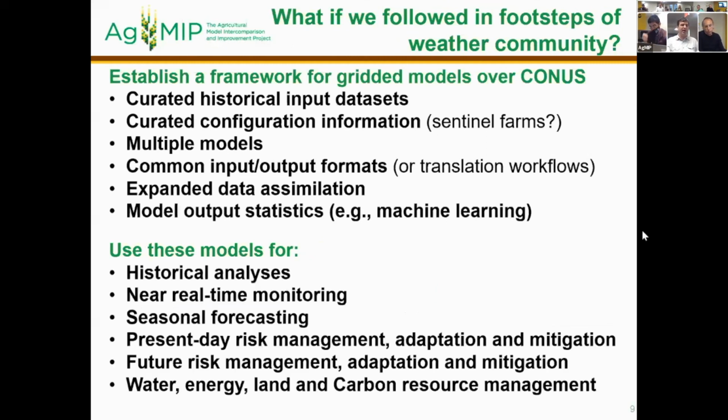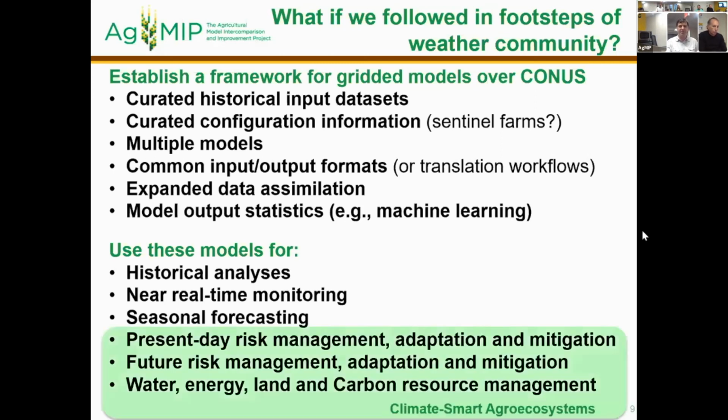Just to recap, these are all the things that we think a similar set of models could be used for. So looking back into history to understand what's already happened and what we might have been able to do differently. We can do near real-time monitoring and seasonal forecasting. We can think about present-day risk management, adaptation, and mitigation, as well as future risk management, adaptation, mitigation, and the differences in various scenarios between those. And then, of course, overall, these models could be connected for water, energy, land, and carbon, and other greenhouse gas type resource management. And of course, all of this is why we're here, to think about climate smart agroecosystems. So that's my last slide.